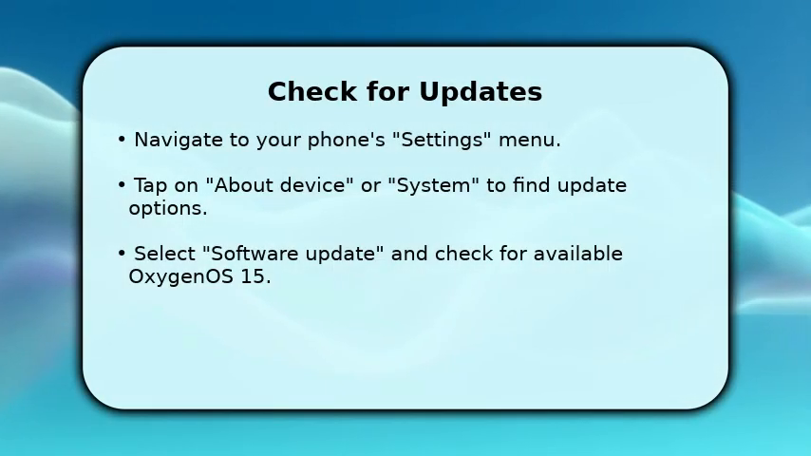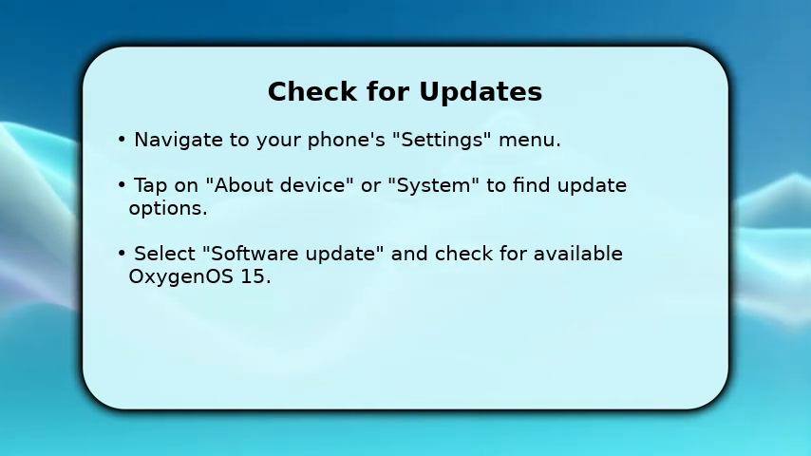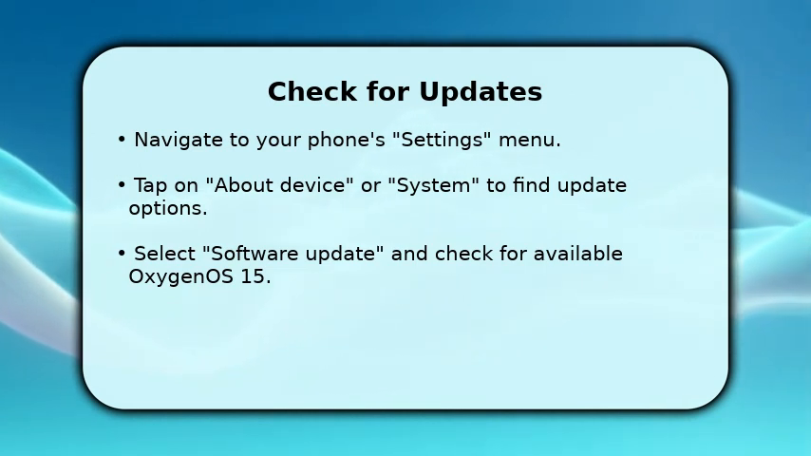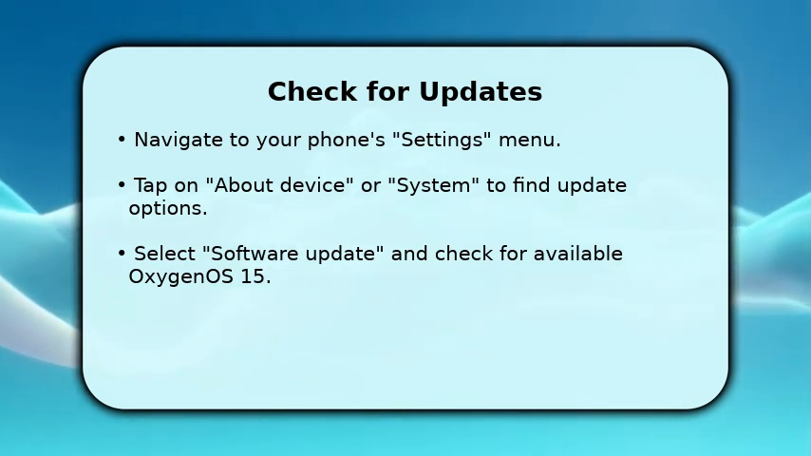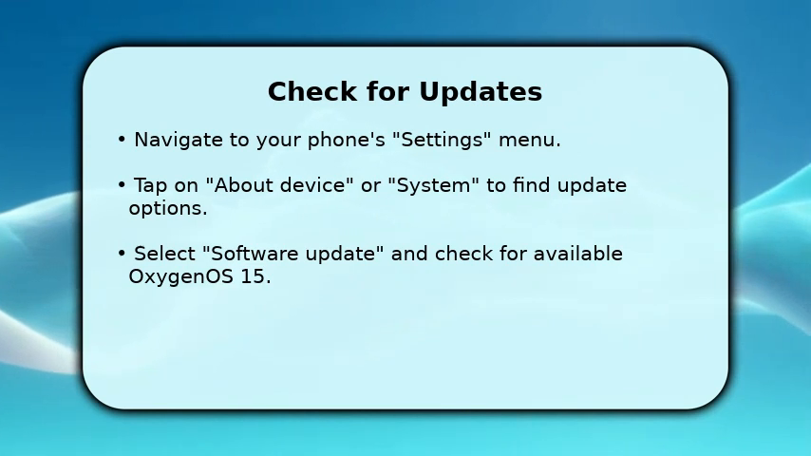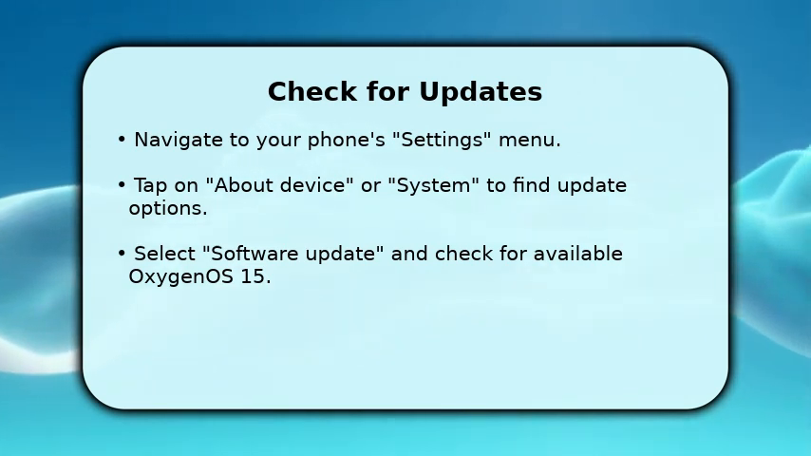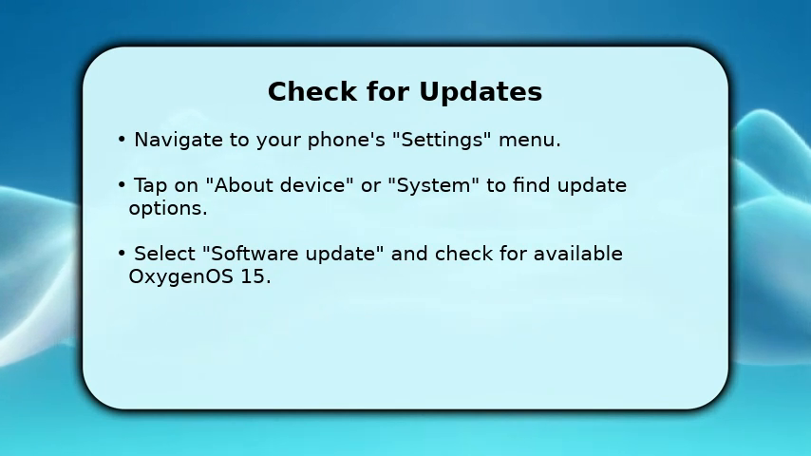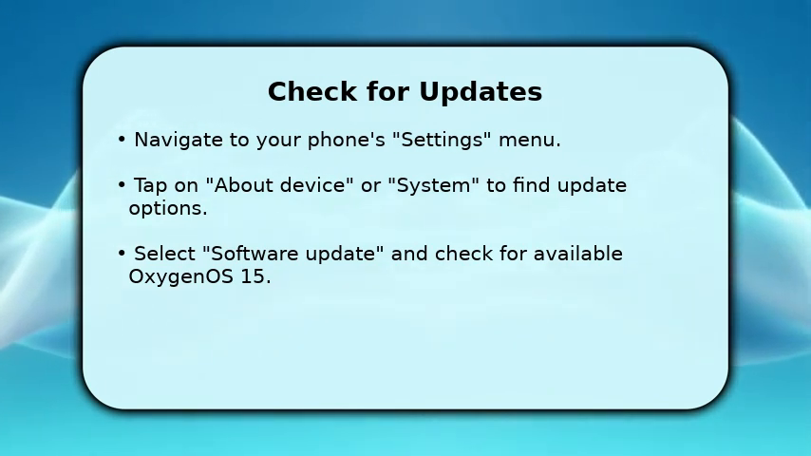To check for the update, open your phone's Settings application. Scroll down and tap on About Device or System, depending on your specific model. From there, locate and select Software Update. Your phone will then search for the newest Oxygen OS version. If available, you'll see an option to download and install it.